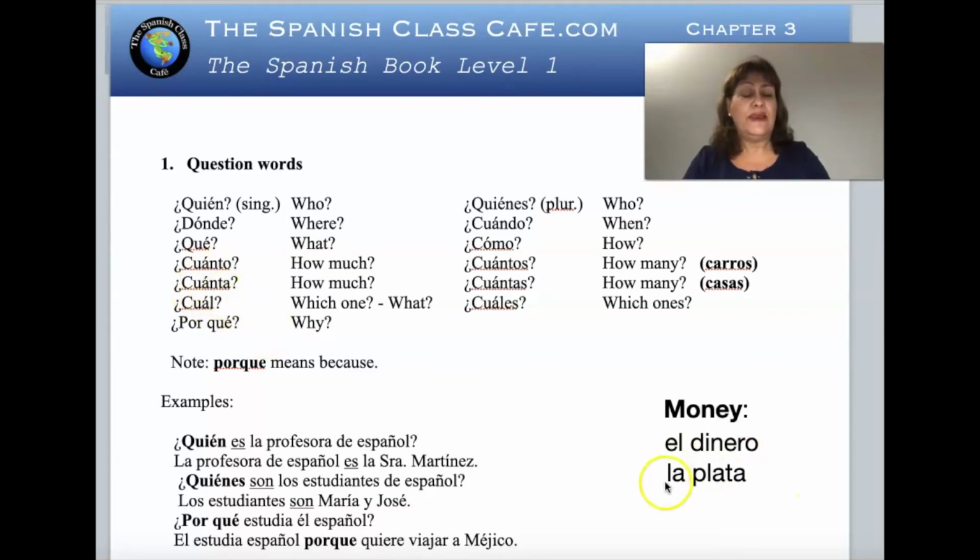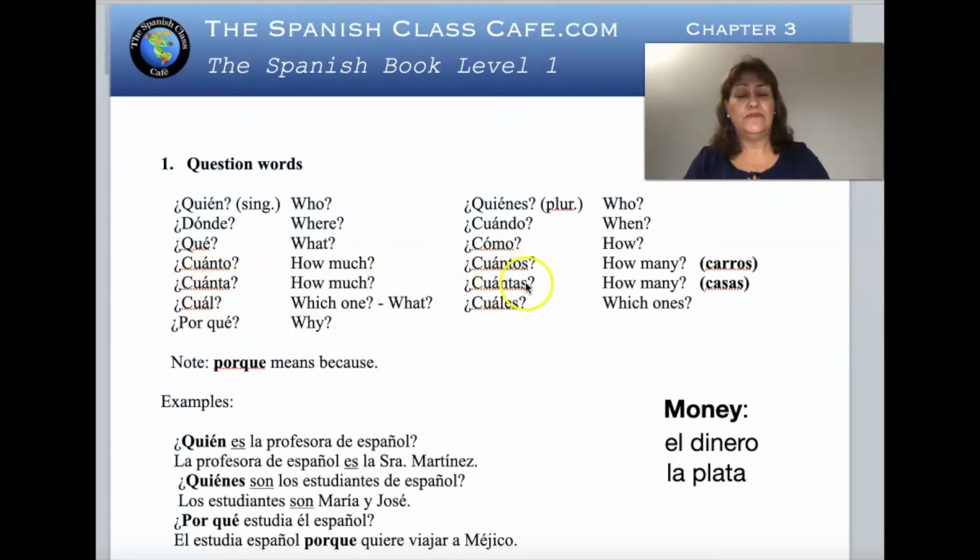Now, if we use la plata, it is feminine. Then it will be ¿cuánta plata tiene? How much money do you have? It means the same, but they are different gender. El dinero, masculine, la plata, feminine. Then you have to use cuánto dinero, cuánta plata.